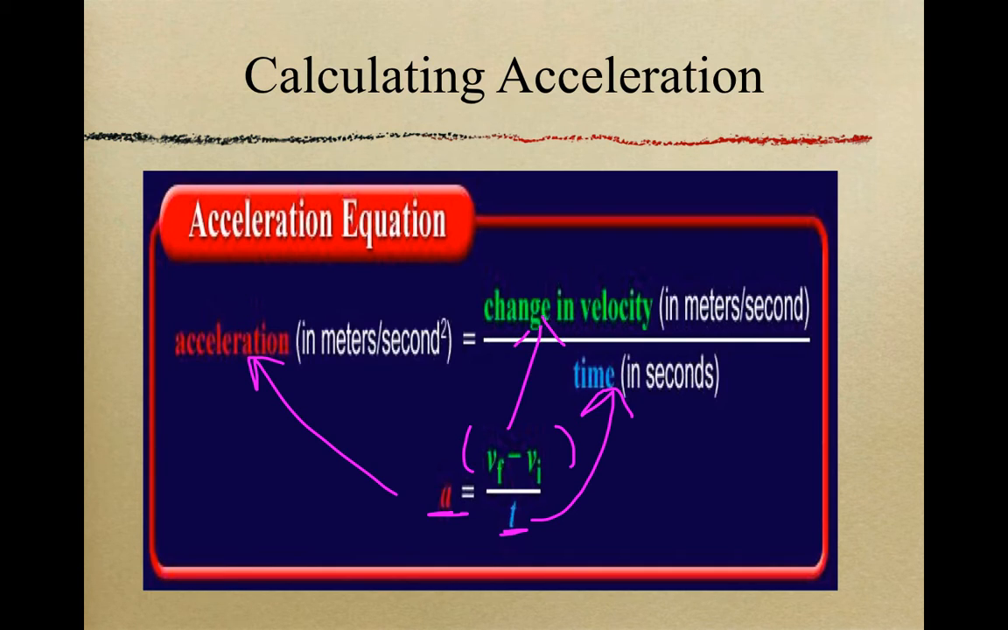That is our change in velocity. VF is final velocity, VI is initial. It will always be final minus initial. It doesn't matter if it's positive or negative acceleration, you will always have velocity final minus velocity initial.